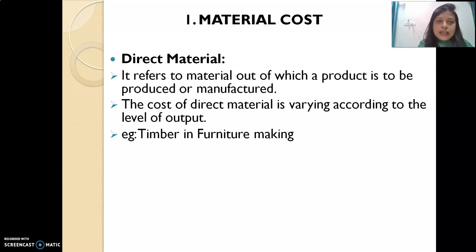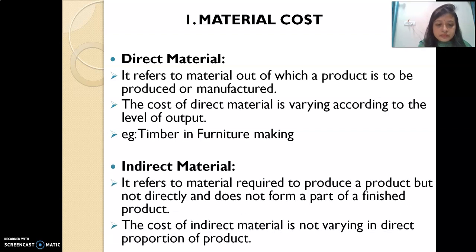Say for example, again, the leather in shoes. By looking at the shoe, you can make out that the shoe is made up of leather. So leather is a direct material. So you can understand that those materials which can be directly or easily identified from the product are called direct materials. Next is indirect materials.